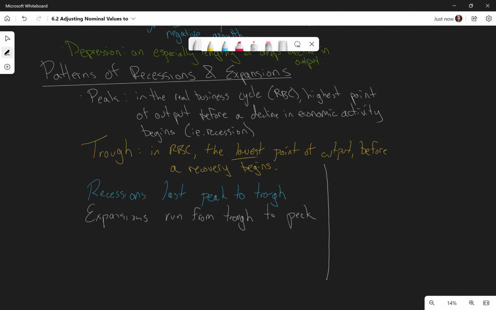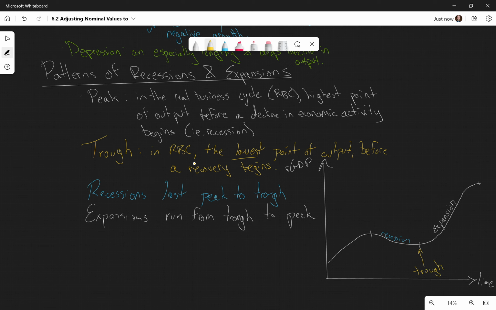So graphically, with time on one axis and real GDP on the other, it's something like this, where this is a recession. This is an expansion. This is a trough. And these two are peaks. This whole thing is the real business cycle. Questions on those definitions?